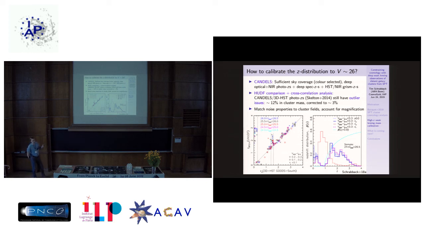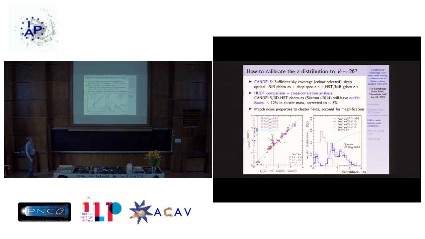CANDELS has 5 fields on the sky which have been studied with very deep optical and near-infrared observations from the ground and HST, and also there's a lot of very deep spectroscopy also from HST, and it already covers enough area that we can beat down sampling variance. Okay, because we go deep, then sampling variance doesn't have such a big impact anymore, and so actually this is a very useful data set.